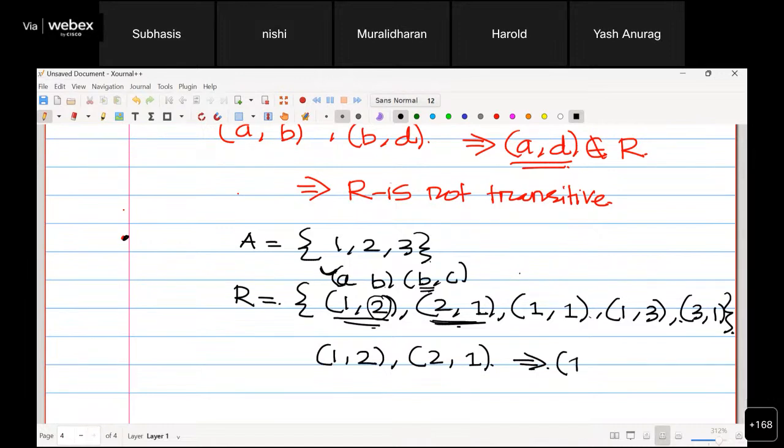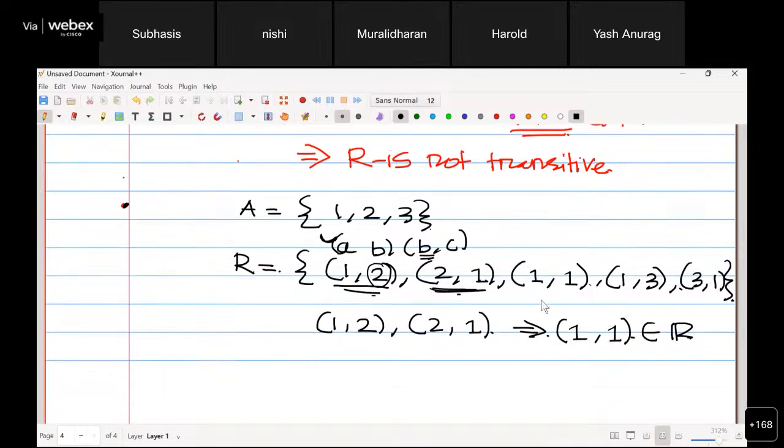So here, as you can see, I need (1, 1), and it's clearly in R. Do I have any other possible pair that starts with 2? I don't, because this starts with 1, this starts with 1, and this one starts with 2. So I don't have any other element that starts with 2. Then I have to move to (2, 1).